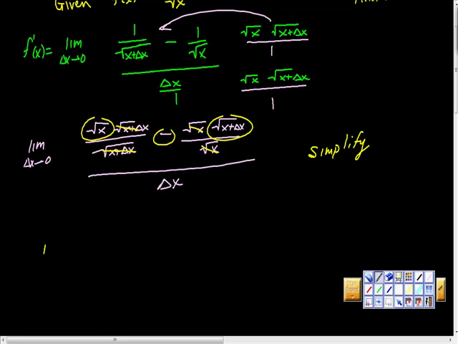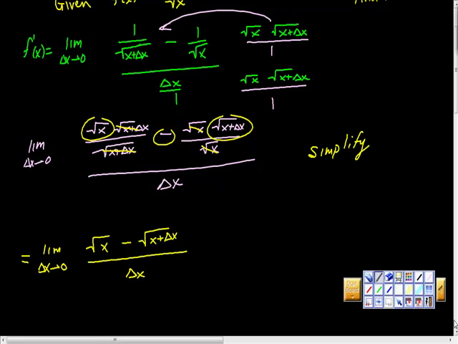That gives us the limit as the change in x approaches 0. Your professor is going to expect you to write this notation over and over. So it is equal to the limit of the square root of x minus the square root of x plus change in x, all over change in x.